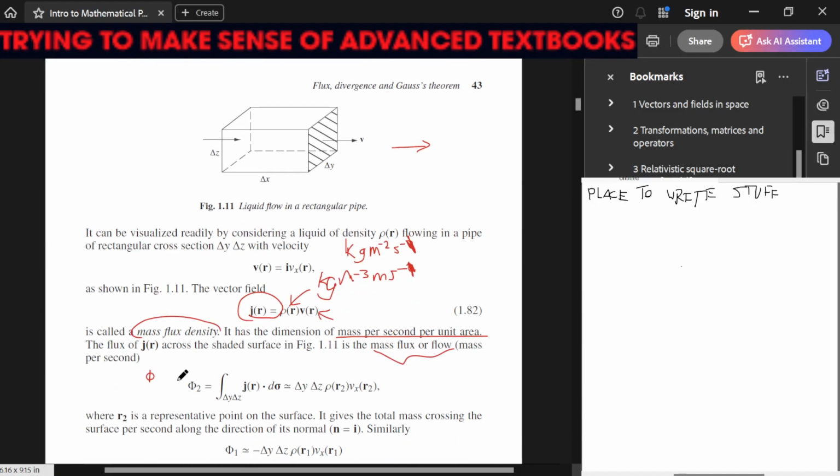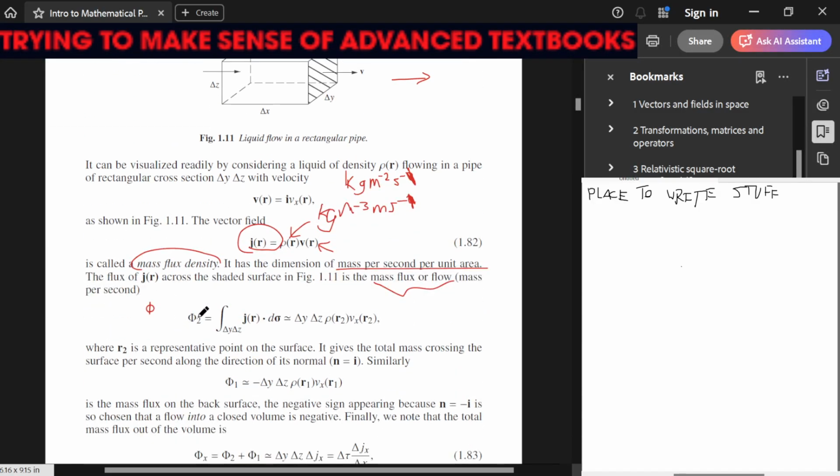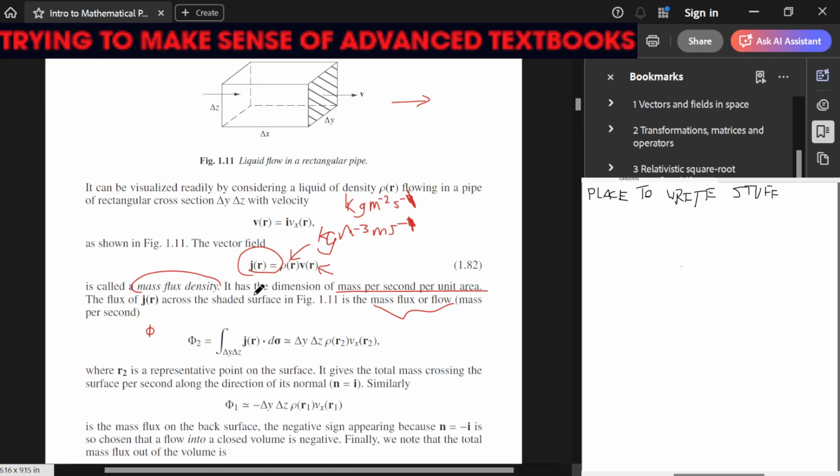Flux 2 equals this stuff, where r2 is a point on the surface, right here. It gives the total mass crossing the surface per second along the direction of its normal.